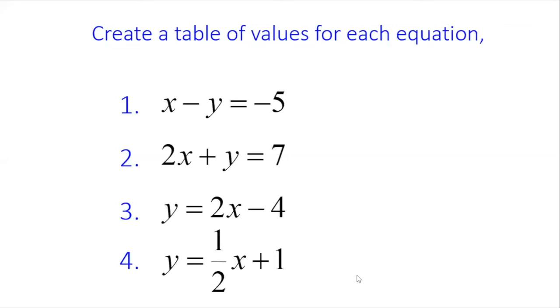Also, another note for numbers 1 and 2. If you notice, numbers 1 and 2 are in standard form. They're not in the slope-intercept form, but I don't want you to get confused. The steps are still the same. Once you have your x values, you substitute x to get the y values. And then for number 1 and 2, you would actually have to solve for y.